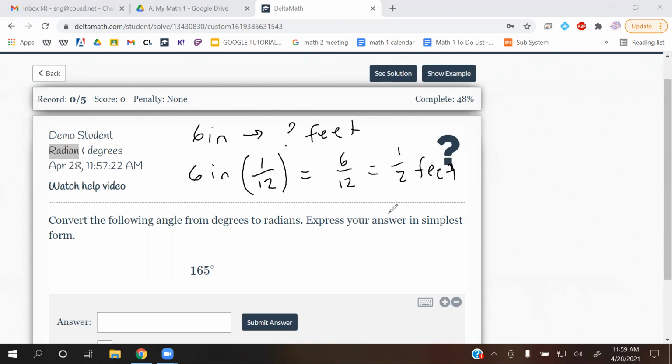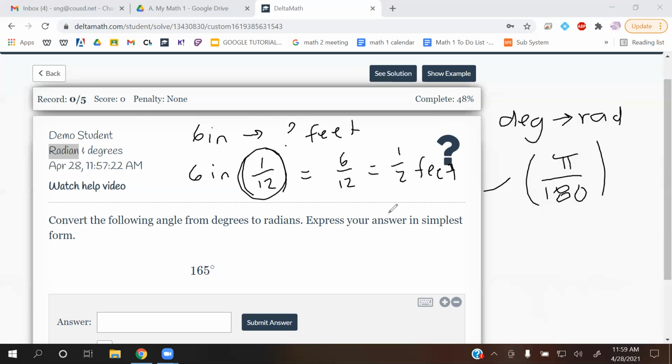So the way you convert between two units is you multiply it by some converting fraction. So that's what we're going to do here. The converting fraction for degrees to radians is pi radians over 180 degrees. So we're going to multiply everything by this special fraction. So write this fraction down. This is our special fraction, just like 1 over 12 was a special fraction for inches to feet. Now we have degrees to radians, pi over 180.